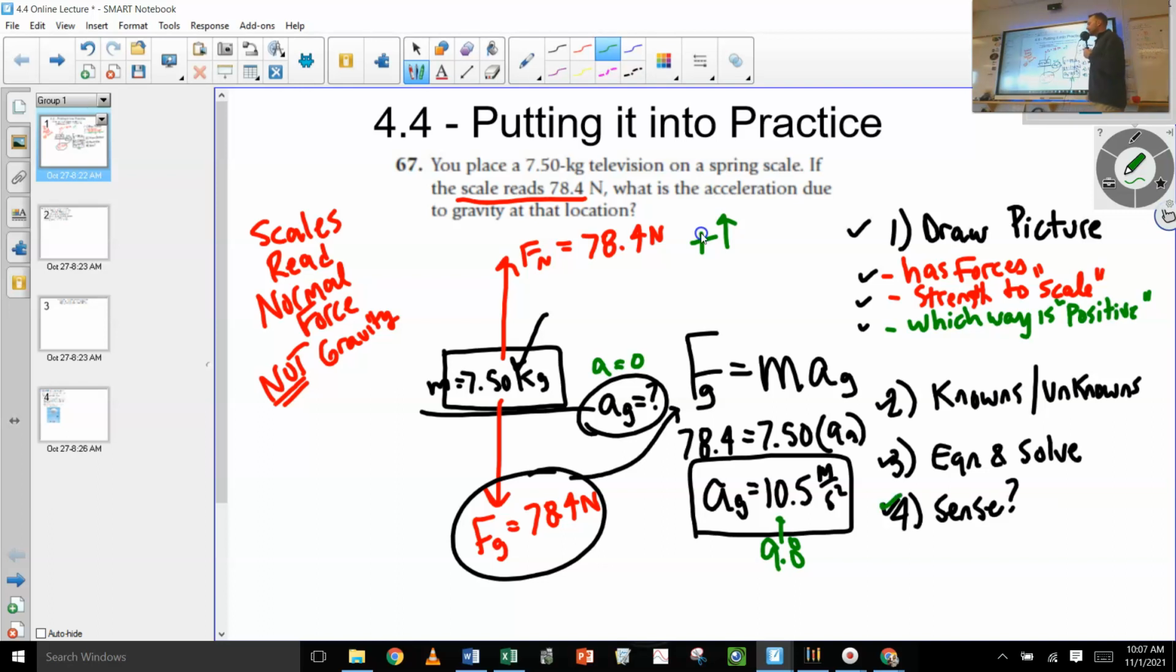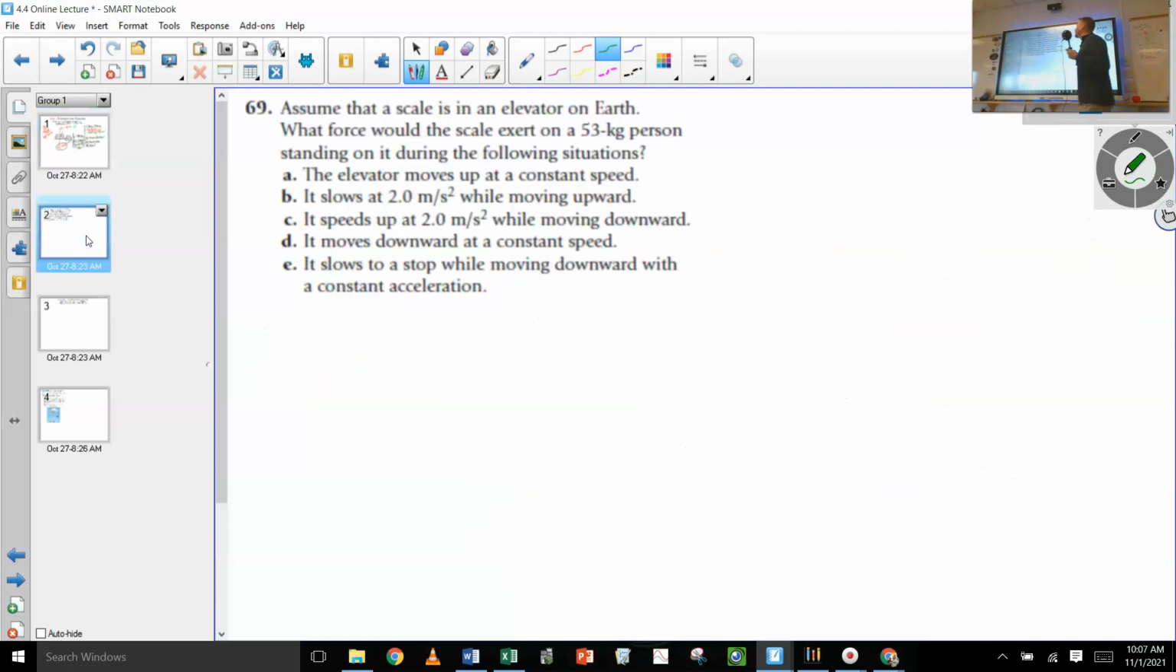Let's try this again with a different problem, going through these exact steps. It says, assume that a scale is in an elevator on Earth. What would the force of the scale exert on a 53 kilogram person standing on it during the following situations? So let's draw our picture. So part A.